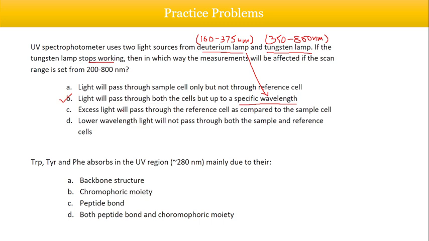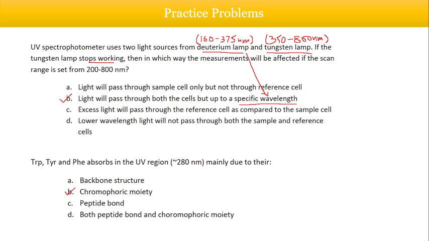Okay, now the next question is tryptophan, tyrosine, and phenylalanine absorb in the UV region, mainly due to their. As I was saying, they mainly absorb due to their chromophoric moiety, and they have aromatic rings which are important for obtaining the absorption peak.